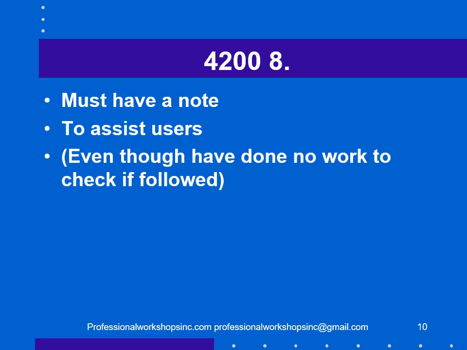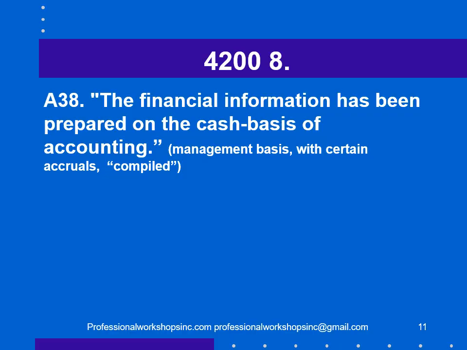This is to assist users, and again, I think standard setters are attempting to fool users because we really have no possible way of knowing whether the note is correct. And so if users are deriving assistance from that, they're being misled. So we must have a note, and it's got to be as brief and as simple as possible. Paragraph A38 provides something of an example.